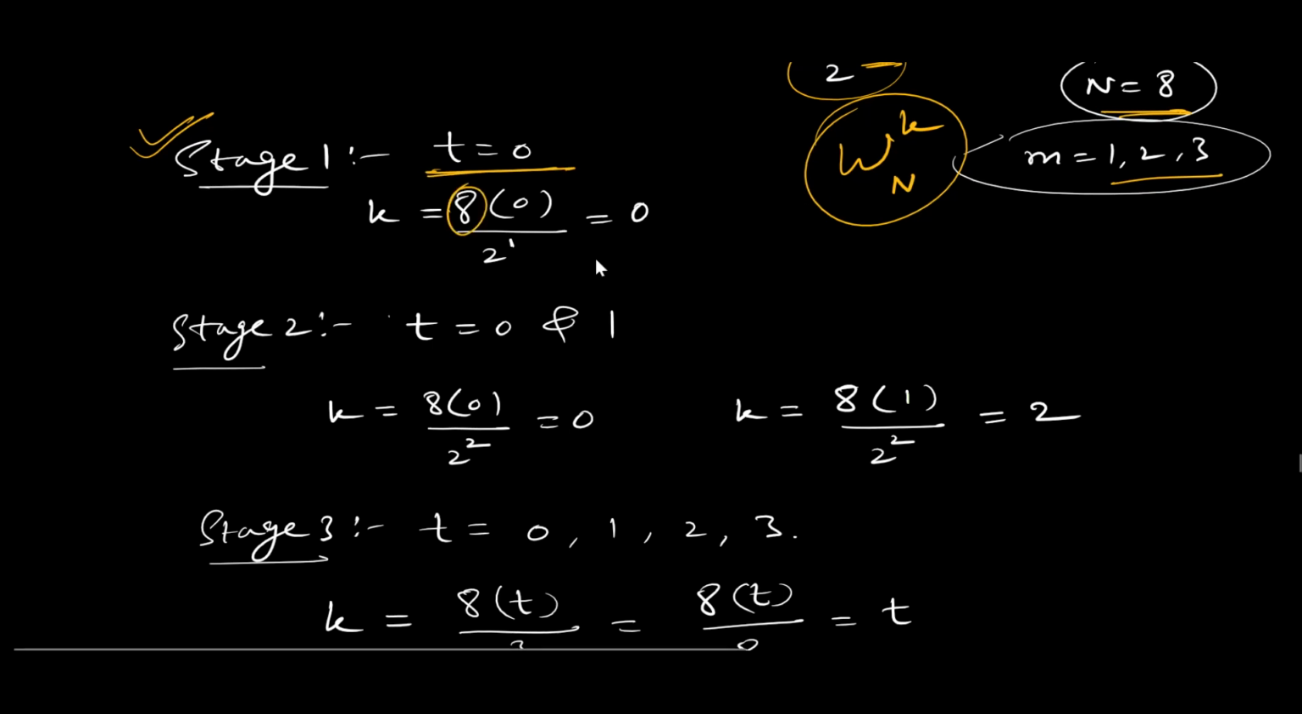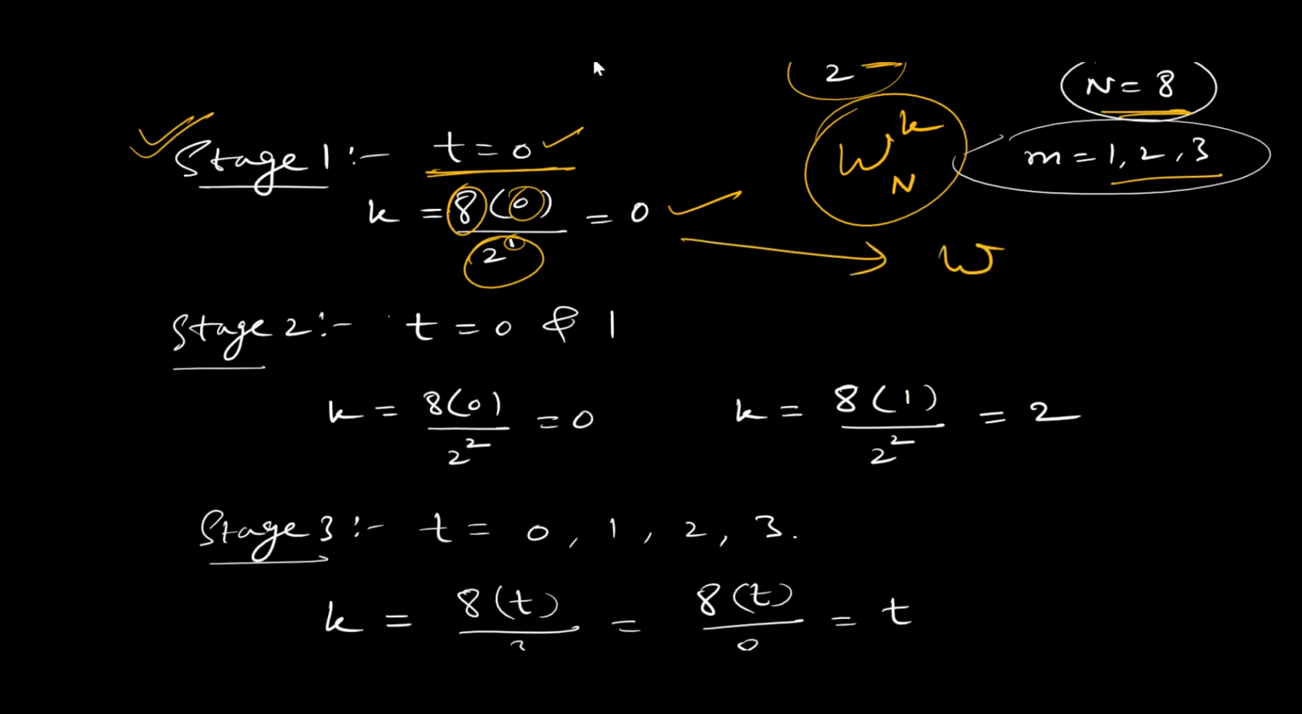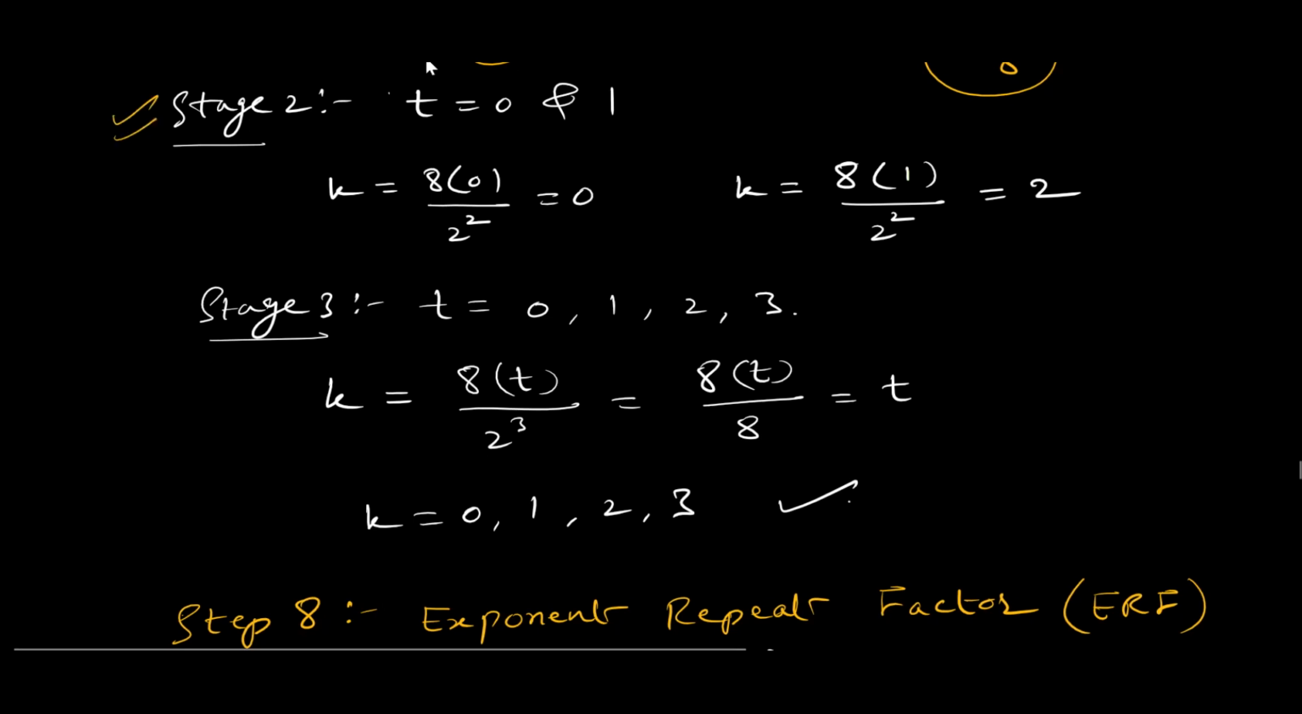N is given, that is 8, and 2 to the power m is 1, okay, for stage 1. And t will substitute 0, so this comes out to be 0. This means for stage number 1 I'll consider twiddle factor like this, w in the base 8 and to the power 0, right? Now for stage 2, as we have already seen, we have to calculate for two different values of t, right?